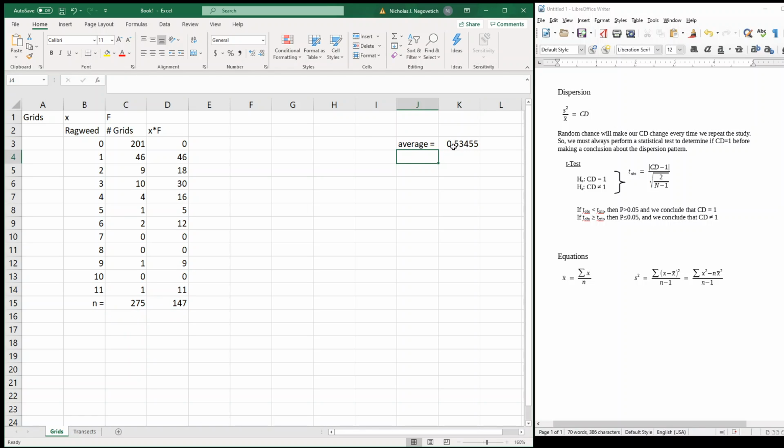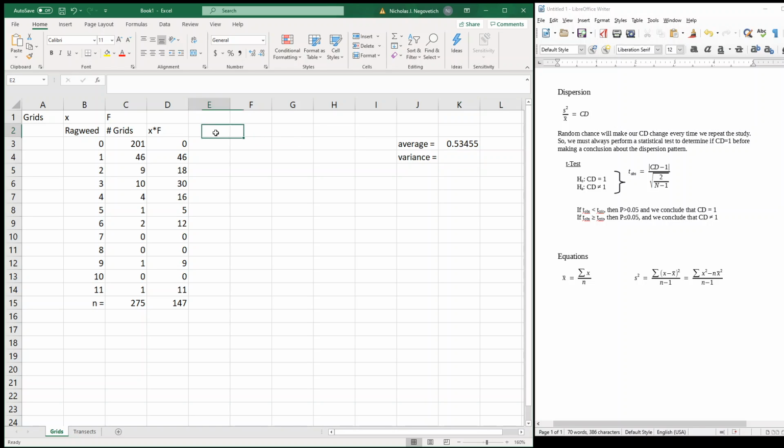So this average tells us that if we drop a square in that grass area, we expect to see 0.5 ragweed every time we drop it. So that's our average. Now we have to figure out our variance. Our variance is s squared.